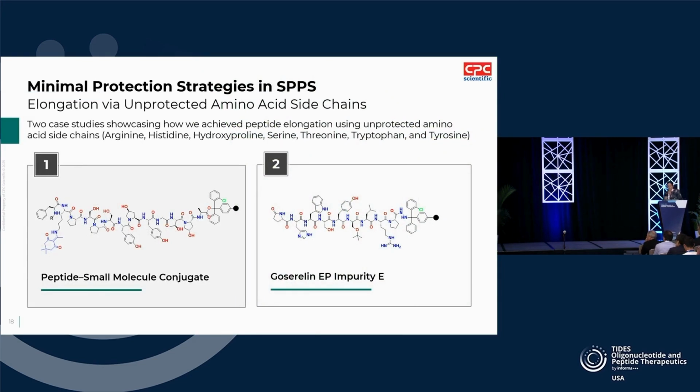We're going to showcase this with a couple of case studies where the peptide elongation is achieved using unprotected side chains: serine, threonine, and tyrosine, so you can see the list of all of those up above. The strategies are going to be applied to two specific peptides. The first is a novel peptide small molecule conjugate, which incorporates an acid-sensitive small molecule. The second is a goserelin peptide, but we're actually going to look at the API impurity that we were synthesizing. The goal here is to demonstrate how minimal protection approaches can simplify the synthesis while still maintaining efficiency and preserving some of these sensitive functional groups.